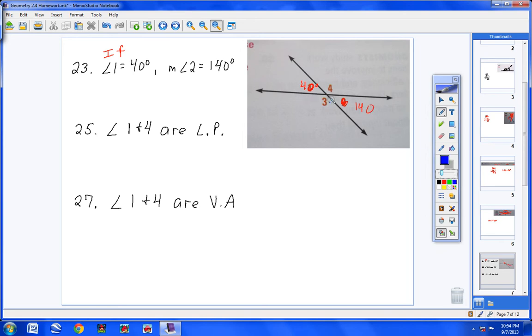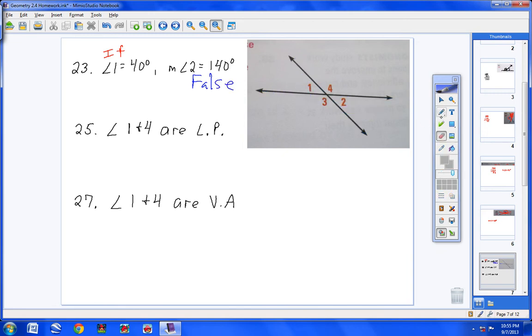I mean, first of all, you've got to ask yourself this question. Are those two angles linear pairs, or are those two angles vertical angles? Let's see. Here's my line. Here's my other line right here. They're across from each other, so they're vertical angles, and vertical angles are congruent. So if this angle is 40, then this angle has to be 40 right here, not 140. So this is false.